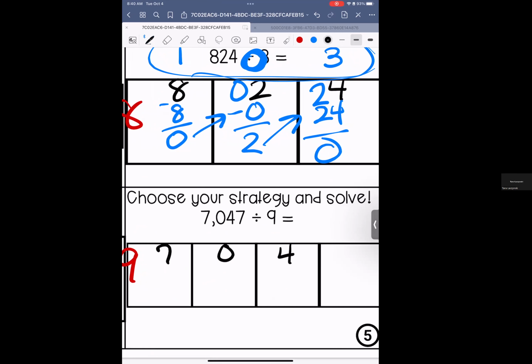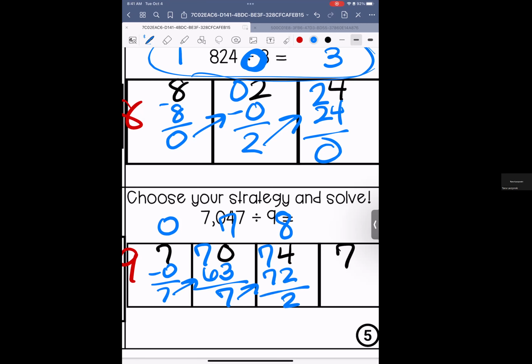And then our final one for the week. Hello, weekend. We've done it. We're dividing by 9. 9 does not go into 7. But it does go into 70 7 times because 7 times 9 is 63. Subtract for 7. It does go into 74 8 times because 8 times 9 is 72. Subtract for 2, and 9 goes into 27 3 times. Nothing left. Our answer is 783.